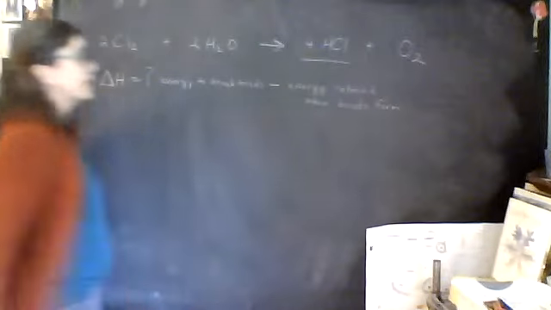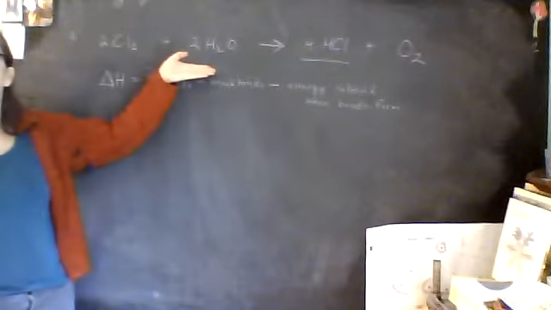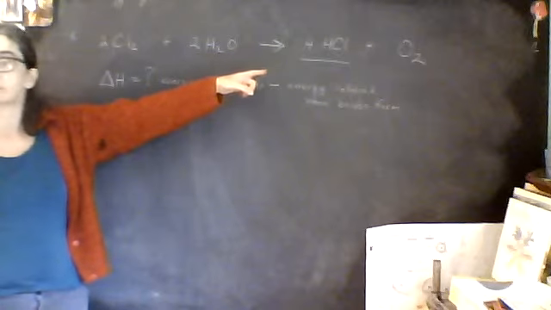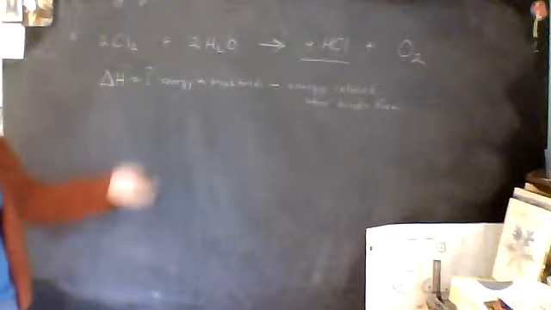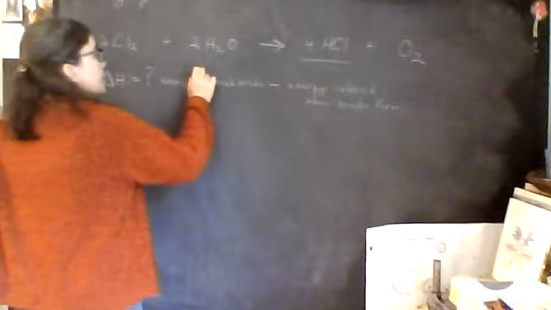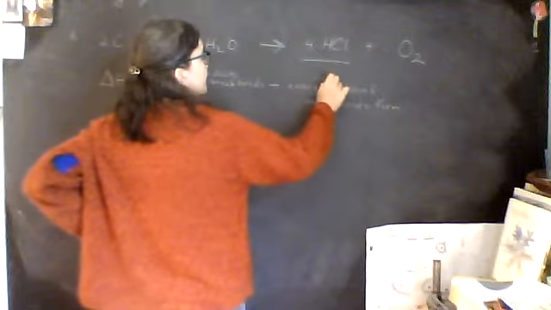Where are bonds breaking? Are these bonds forming or breaking? Breaking. And where are bonds forming? On the right over there, the products. So this is the energy to break bonds, the energy in the reactants, minus the energy released in the products.